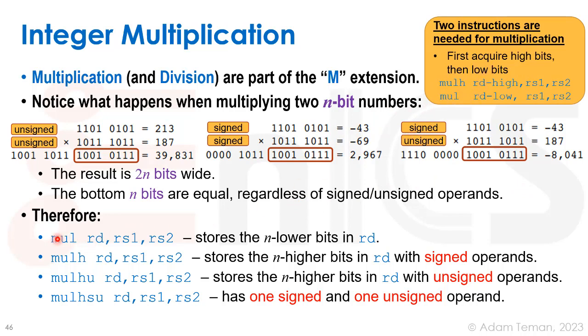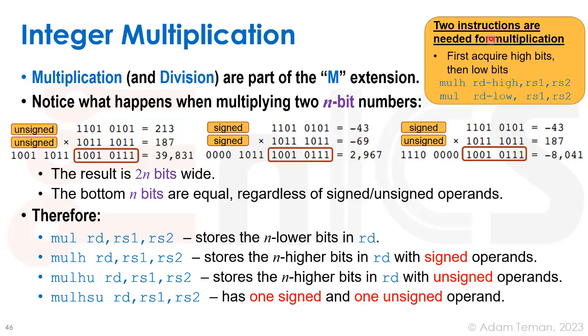So first of all, we need two instructions for multiplication, first doing the high bits and then the low bits. But for the low bits, we just have this mul instruction, which is going to store the n lower bits in RD. And that's true. It doesn't matter if the source operands are signed or unsigned. It's going to be the same mul instruction for all of them. Then we have options when we're going for the MSBs, the second register, the 32 MSBs: mulh, mulhu, mulhsu, for these three options that we have up here.